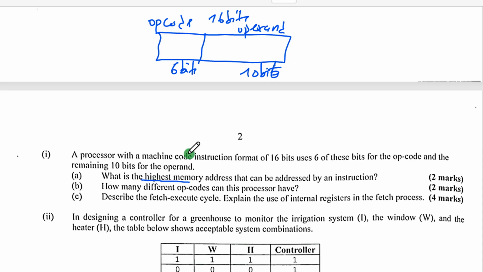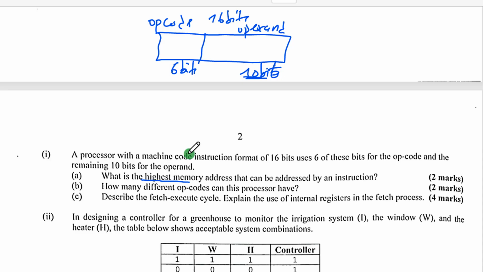What is the highest memory address that can be addressed by an instruction? Remember that an instruction is what is being stored in the memory. Take note of that. Here they're asking for the highest memory address that can be addressed by an instruction. Since an instruction here is represented in how many bits? 10. Good. So the address here is like the data you'll be applying your operation on, because the opcode is the different operation you'll be using. The different operation will be interpreted by the CPU.